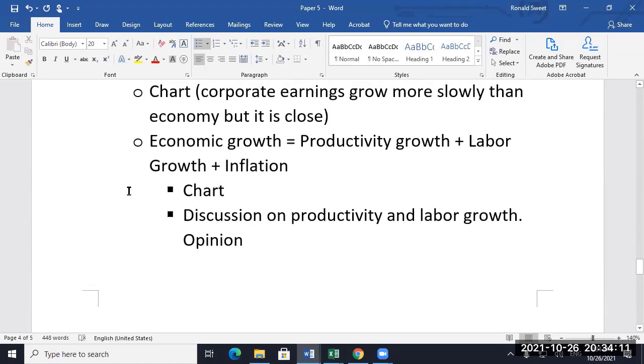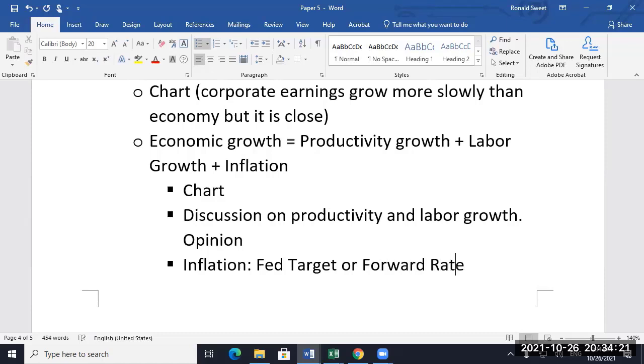All right. And then inflation, what could you do there? You've got the Fed target or the forward rate. I have a YouTube video that shows you the forward rate. Why would you do the forward rate? Is it because it's better? No, because you put the forward rate into your paper, it just looks more impressive, right? I'm trying to get people to hire you, so do the most sophisticated thing possible, or maybe do both.